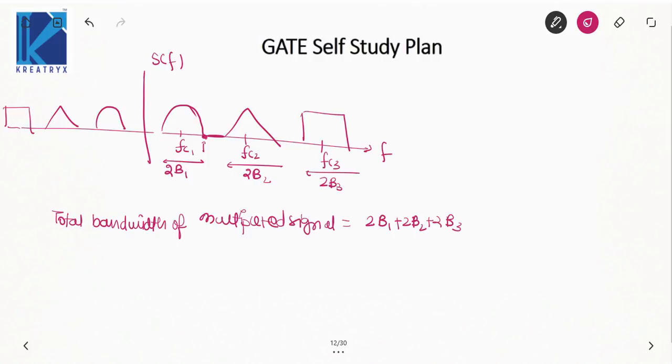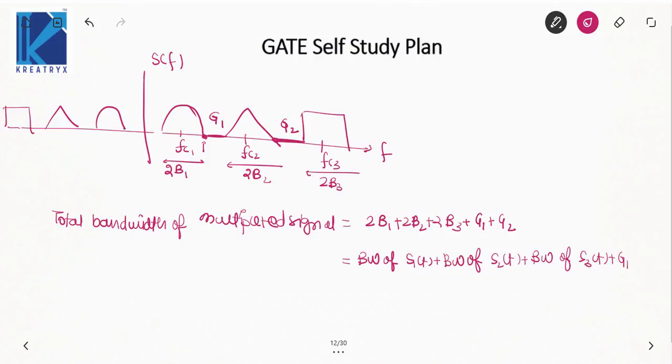Now we can also see that there is a guard band between these signals. Let me call these G1 and G2. So I should also add these guard bands as well. So the total bandwidth comes out to be the bandwidth of S1(t) plus bandwidth of S2(t) plus bandwidth of S3(t) plus guard band between 1 and 2 and guard band between 2 and 3.